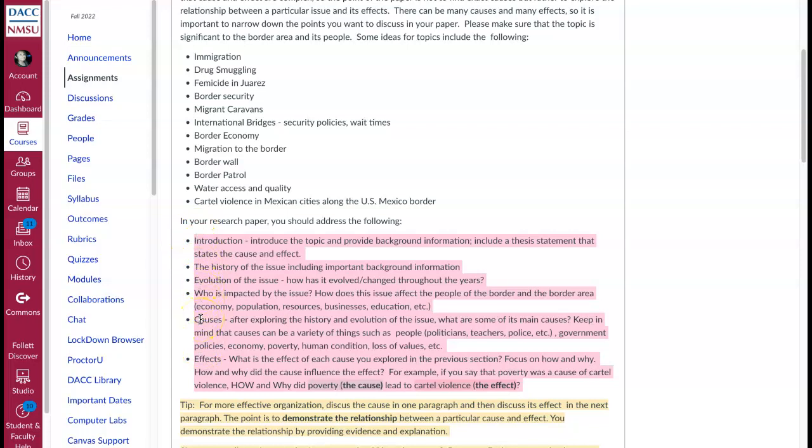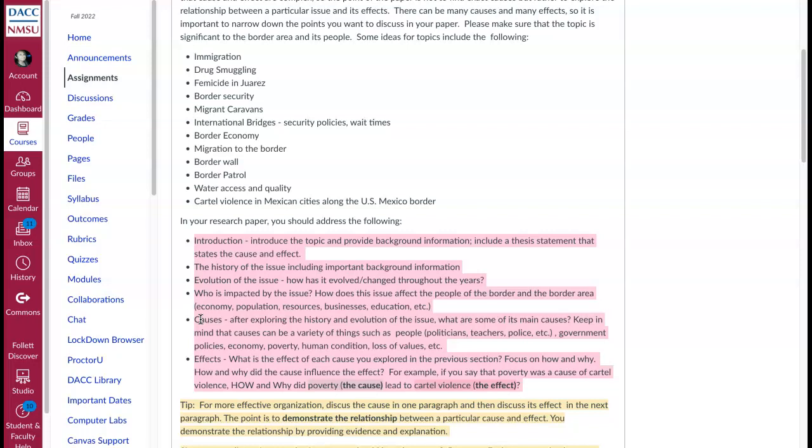So the first section should be an introduction. Then you should explain the history as well as important background information. Third, you should also discuss the evolution of the issue. How has it evolved? Fourth, who is impacted by this issue? And when I say who, I mean people, policies, government, businesses, climate, anything that you can think of. So I guess it should really be who or what is impacted by this.